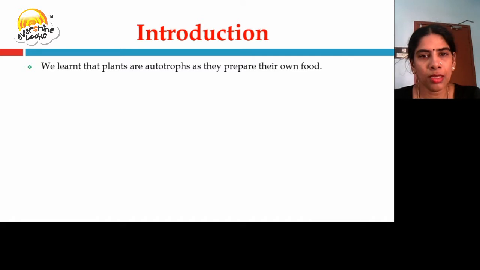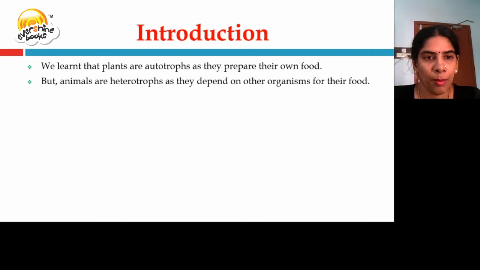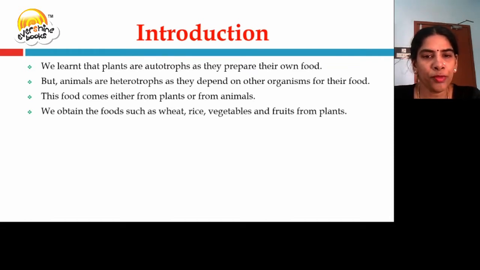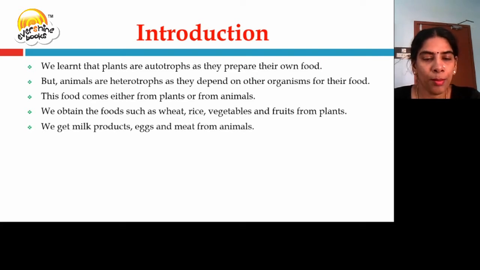We have learned that plants are autotrophs as they prepare their own food. But animals are heterotrophs because they depend on other organisms for their food. This food comes either from plants or from animals. That is, animals may depend on plants or animals for their food. We obtain food such as wheat, rice, vegetables and fruits from plants. We get milk products, eggs and meat from animals.